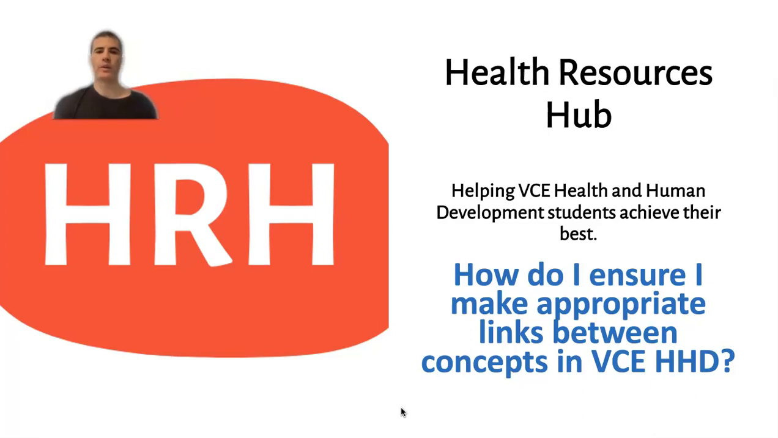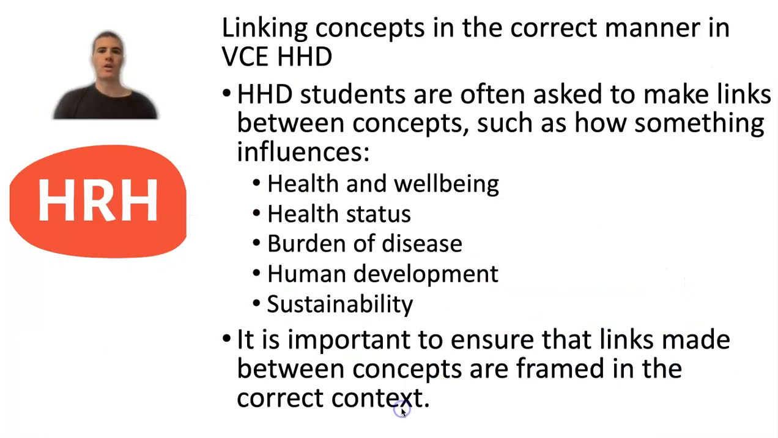In this short video here, we're going to answer the question, how do I ensure I make appropriate links between concepts in VCE HHD? As you're probably aware, in a lot of questions in HHD, you're asked to make links between a particular factor and a concept. And that concept could be health and well-being, or it could be health status, perhaps burden of disease, or in Unit 4, it could be human development or sustainability. These are some of the common terms that you will notice in questions across HHD.